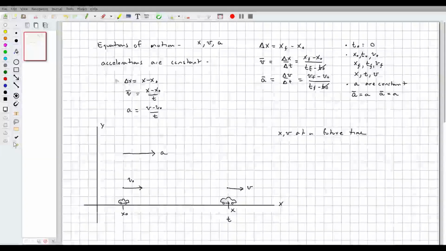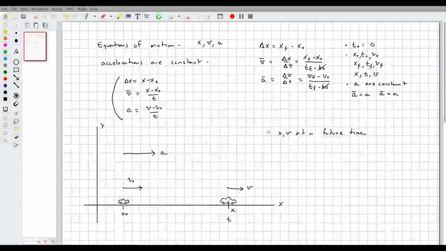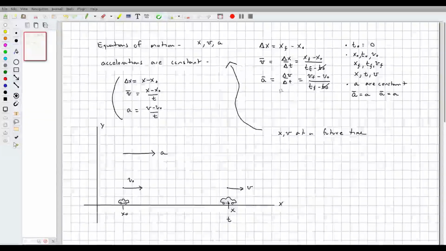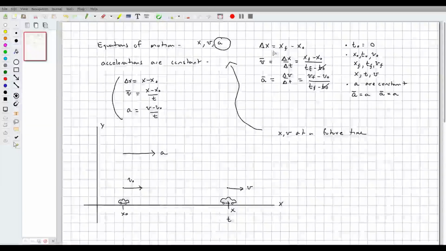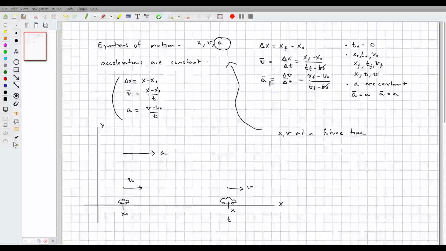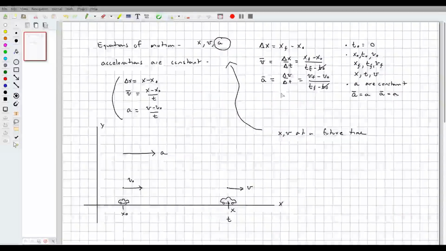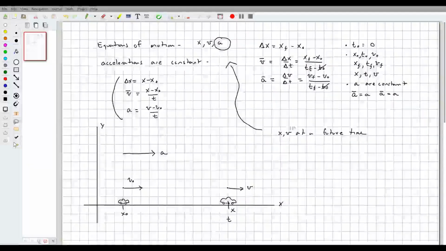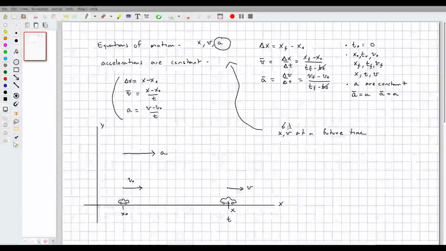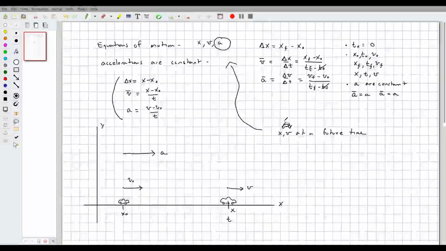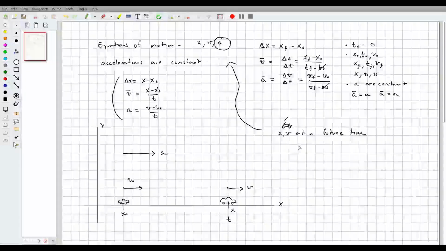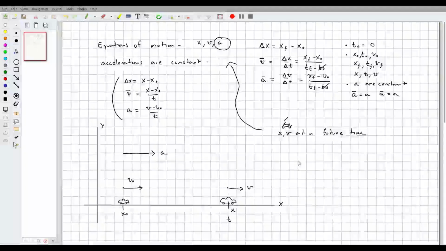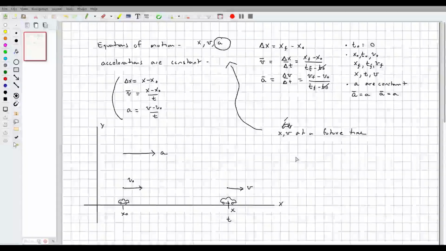Now, our equations are right here. We would like to find the equations of motion. Now, we're not going to worry about an equation that explicitly gives us acceleration because our acceleration is constant and we can always solve for it. However, we do need equations for x and for v that give us positions and velocities at some later date. So that said, what I'd like to do is to start with this equation right here.